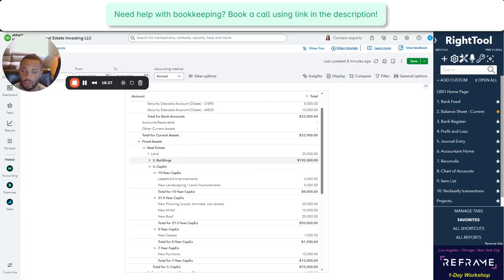CapEx is after you've received the property, you do enhancements to the property. You want to continue to appreciate the value of the property, and you want to increase the rents on your tenants. Then you want to ensure that you're improving the property to give a reason why you're increasing the rents. So this helps with your appreciation value of the property. This will be our land improvements, for instance. We need to make sure that would be separate from the land, because land is never depreciated.